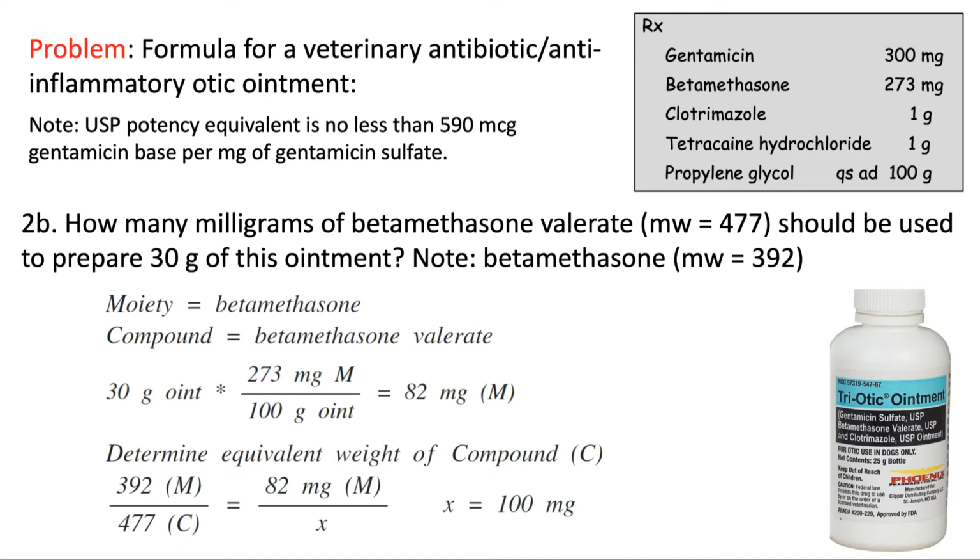So now that we have the ratio of 392 over 477, which is the moiety over the compound, I can set that equal to the weight that I do have as expressed, which was 82 milligrams of the moiety betamethasone over X. And when I solve for X, it will represent the weight in milligrams of an equivalent amount of the compound betamethasone valerate. So solving for X, I see that my answer is 100 milligrams, which means that if I weigh out and use 100 milligrams of betamethasone valerate, it will provide in my formula the equivalent amount of just pure betamethasone moiety.